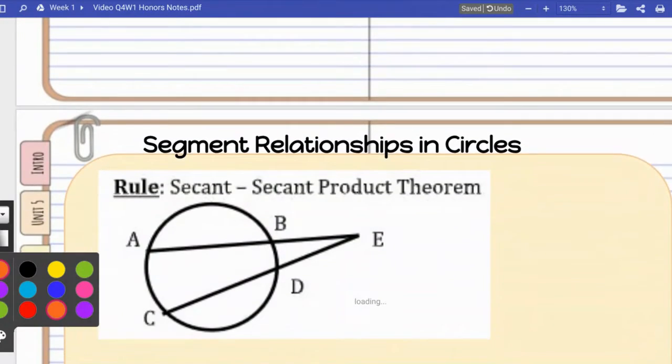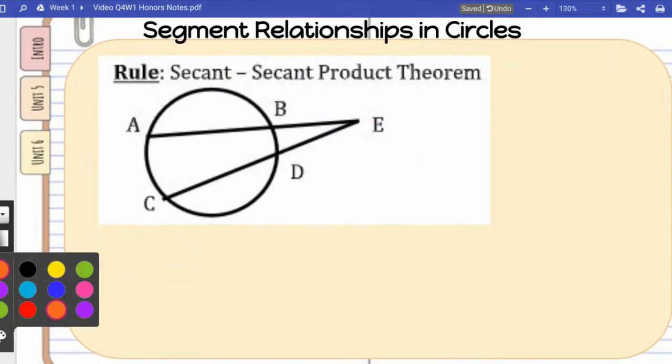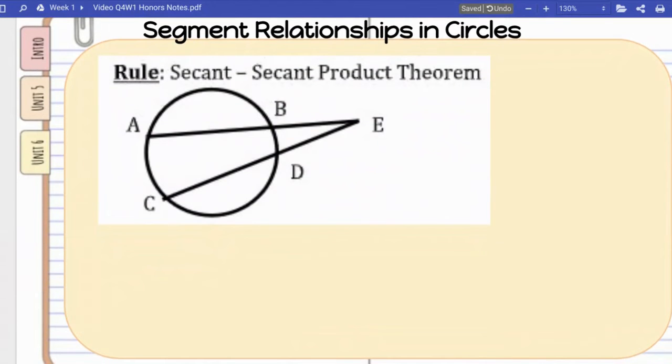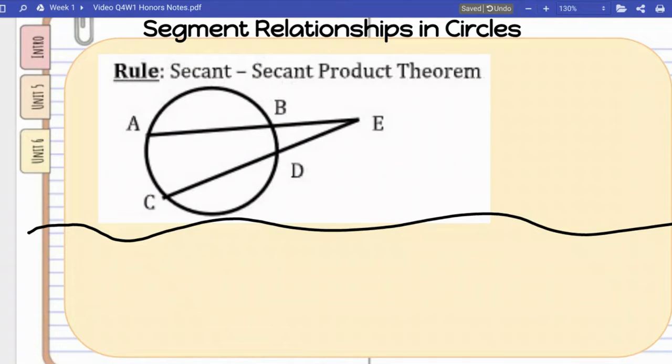We just have a few more things to learn about circle relationships. We've got 3 rules. The first one I want to talk to you about is not on this slide, so I'm just going to actually draw it in. This is called the Chord theorem.